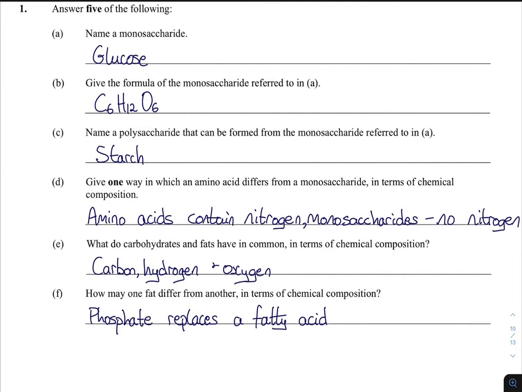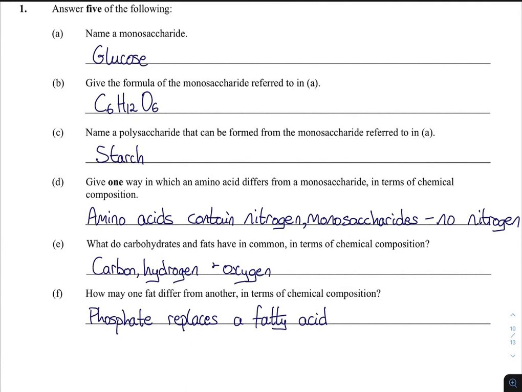It's not the general formula for carbohydrates. The general formula for carbohydrates is Cx(H2O)y. That's the general formula. A polysaccharide that you can get there is starch. So you get lots of glucose molecules joining together and you make starch.